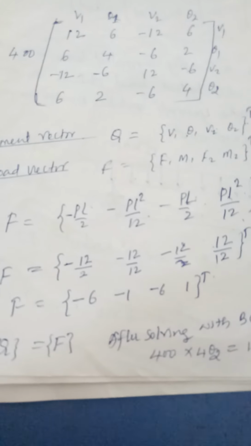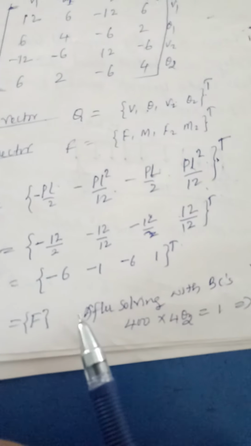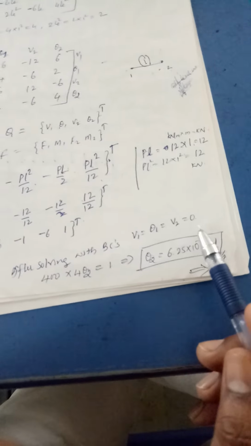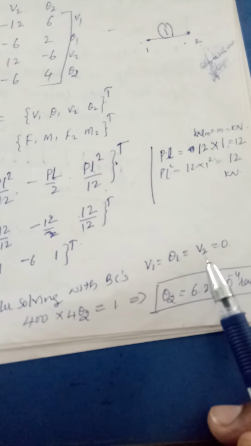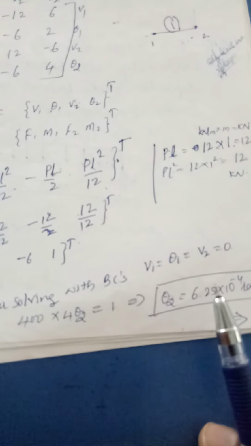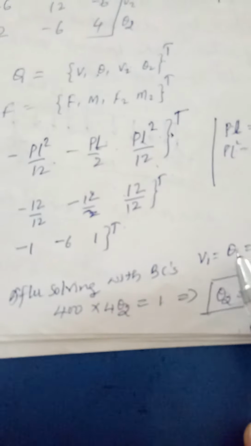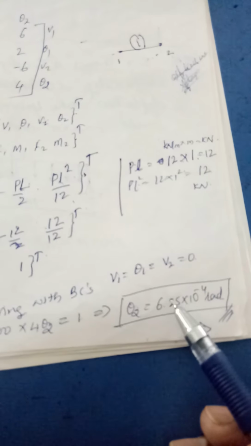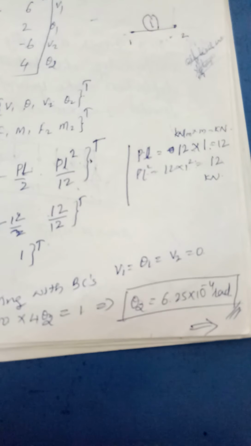The next step, again, is the same. What is that? The equilibrium equation KQ equal to F, and after solving and substituting the boundary conditions. What are the boundary conditions? You know, V1, theta 1 and V2 are 0. Why? Because the first node is fixed, and the second node is roller supported, so V2 is 0 and theta 2 will be there. So you are supposed to calculate theta 2. Substituting back in the equation and solving, you will get the value of theta 2 as 6.2 pi into 10 to the power minus 4 radians.